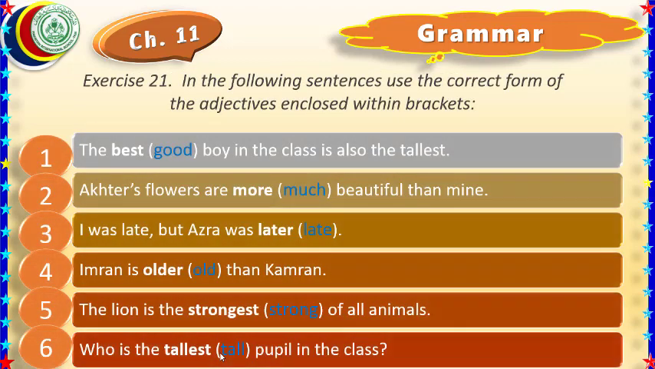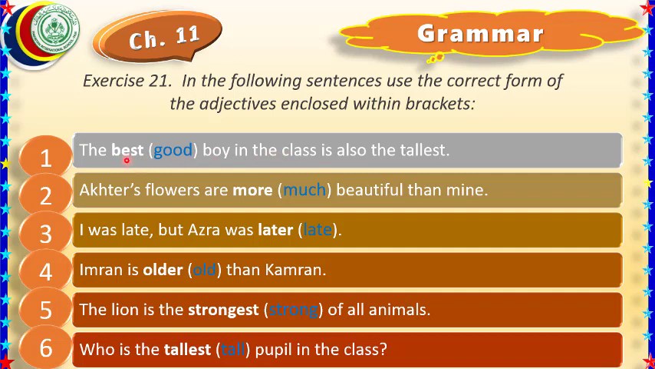Let us move to the next exercise. Dear students, in this exercise we have to use the correct form of the adjective enclosed within brackets in the following sentences. The dash good boy in the class is also the tallest. In the bracket we are given good. We have to write here good, better, best, any one. The best boy in the class.